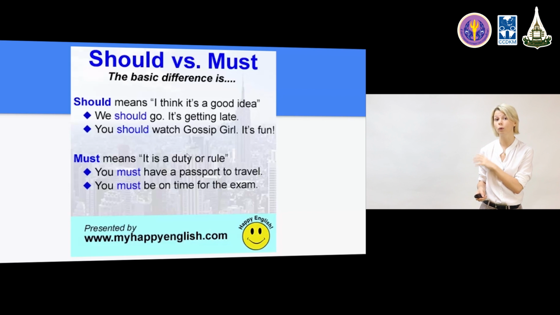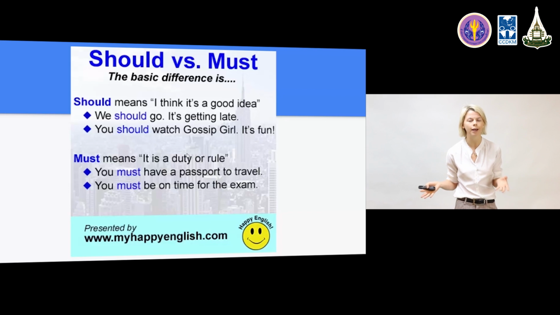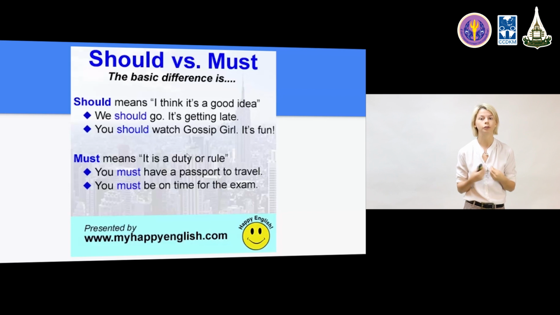Now, as we already know, must means it's a duty or a rule. It's obligation. 100% you must. Example, you must have a passport to travel. Of course, you cannot travel without a passport. It's a rule to have a passport.